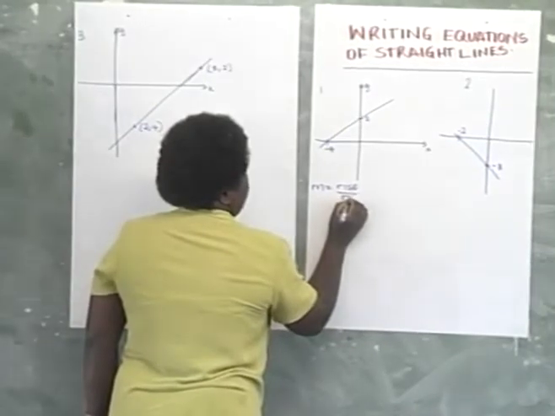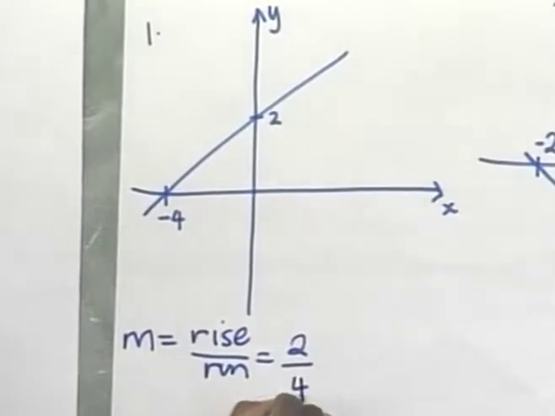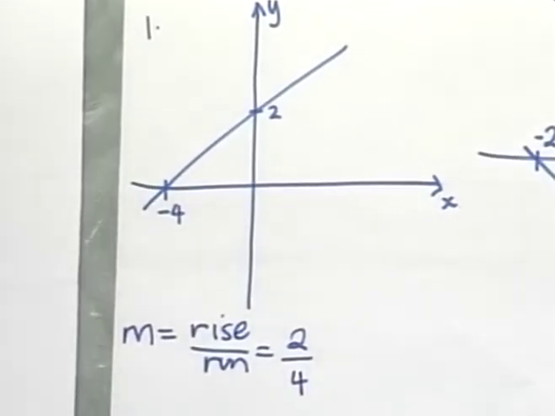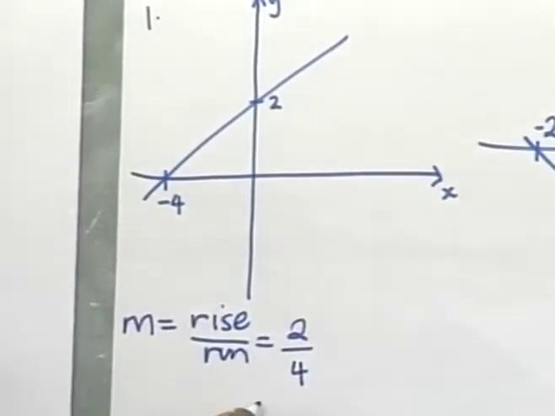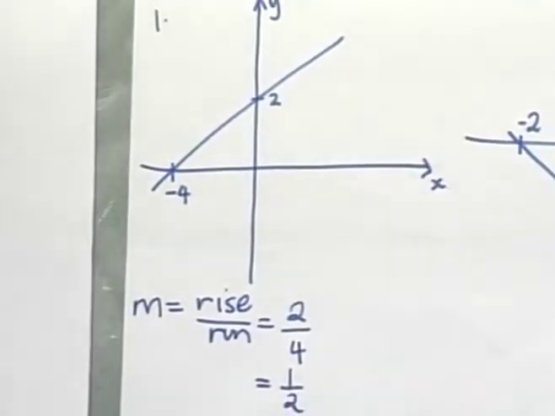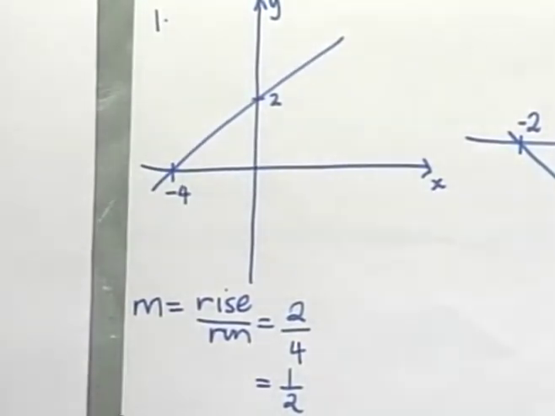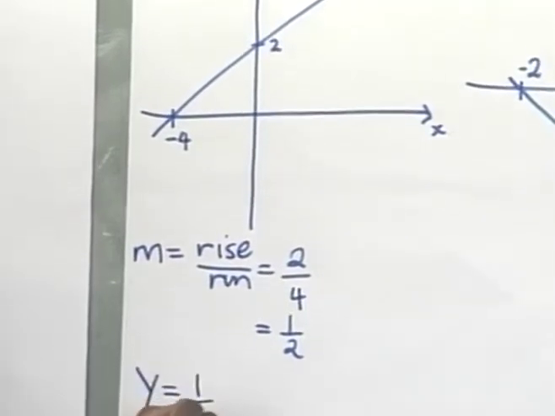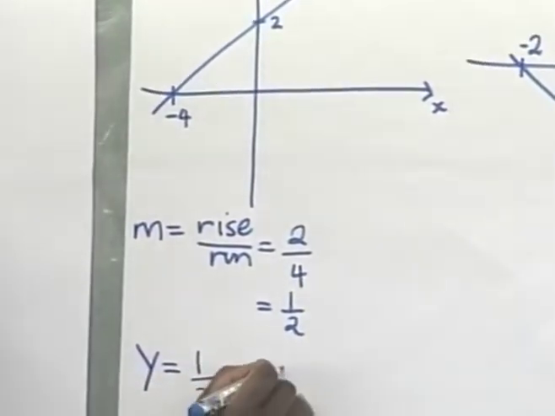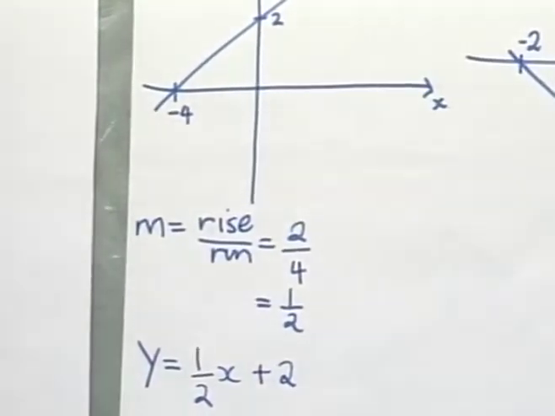So the gradient of the line in this case is the rise over the run, which is, the rise is 2 and the run is 4, because we have decided that the gradient of this line is positive. So the gradient is a half. Then you just read off the y-intercept from the line, because this is the point where the line cuts the y-axis. So with example number 1, the equation is going to be y equals a half x plus 2. All right, that's the equation of example number 1.